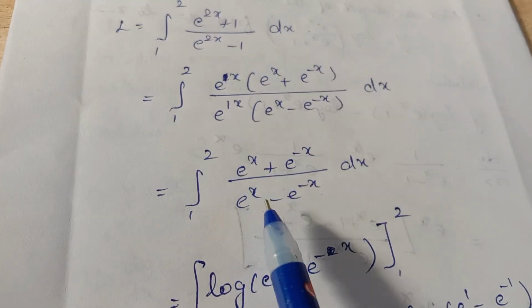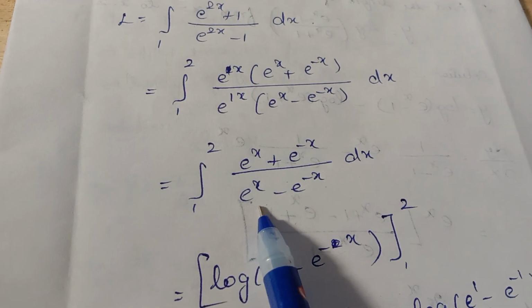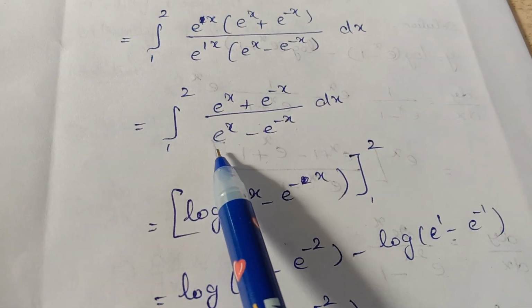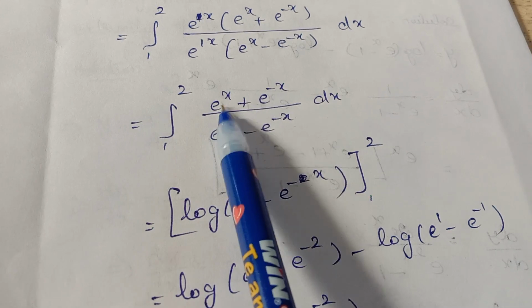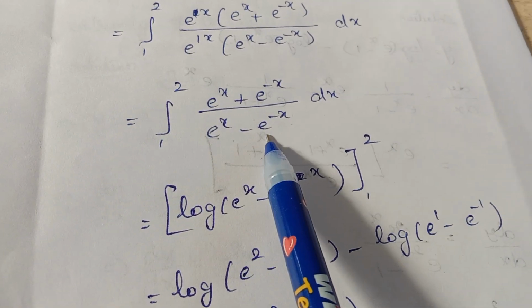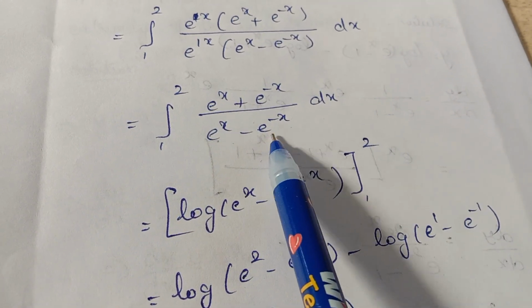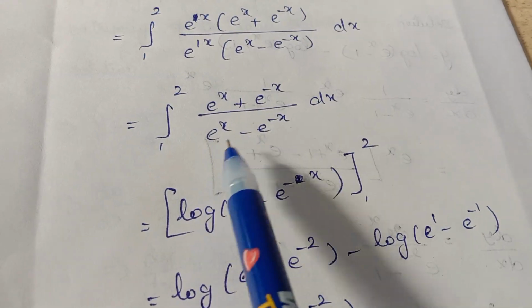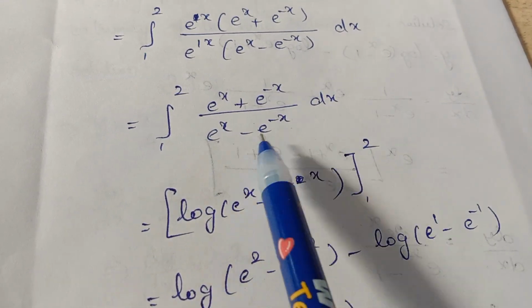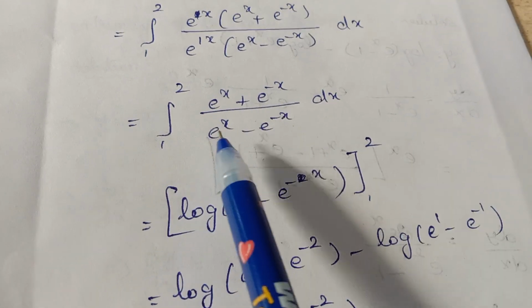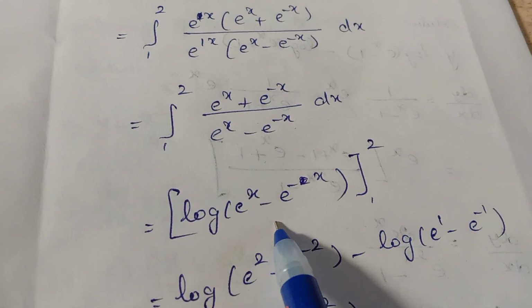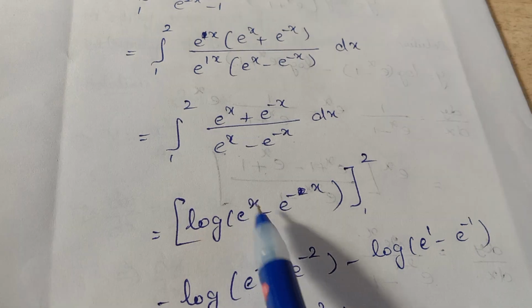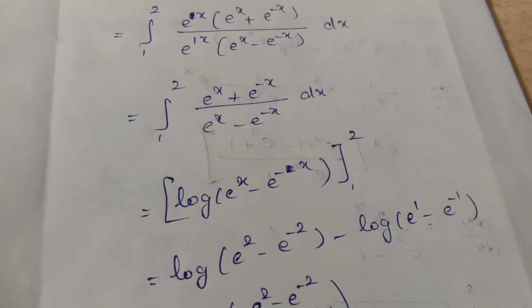Now you look at the numerator and denominator. Differentiation of the denominator will give you the numerator, because differentiation of e power x is e power x, and differentiation of e power minus x is minus e power minus x. So when you differentiate the denominator, you are getting the numerator. So the integration will be log of the denominator, isn't it? So log of (e power x minus e power minus x) within the limits 1 to 2.